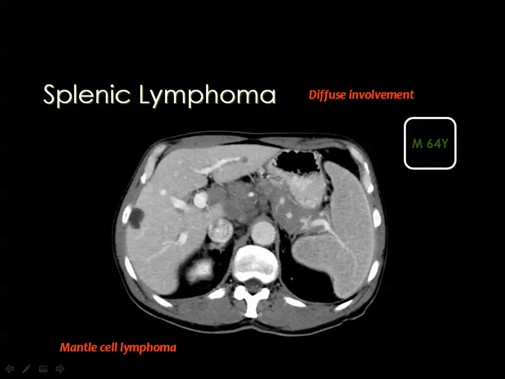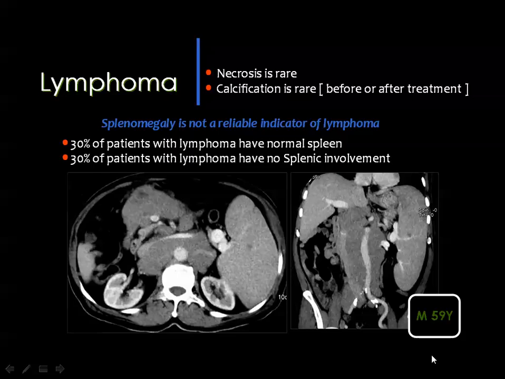Then diffuse involvement: you see that the spleen is enlarged, but the parenchyma is not homogeneous. If you look carefully, you can see minute hypodense focal lesions scattered throughout the splenic parenchyma, and this means that there is diffuse infiltration of the spleen by lymphoma. And as I have said, splenomegaly is not a reliable indicator of lymphoma, since 30% of patients with lymphoma have a normal spleen, and 30% of patients with lymphoma have no splenic involvement.